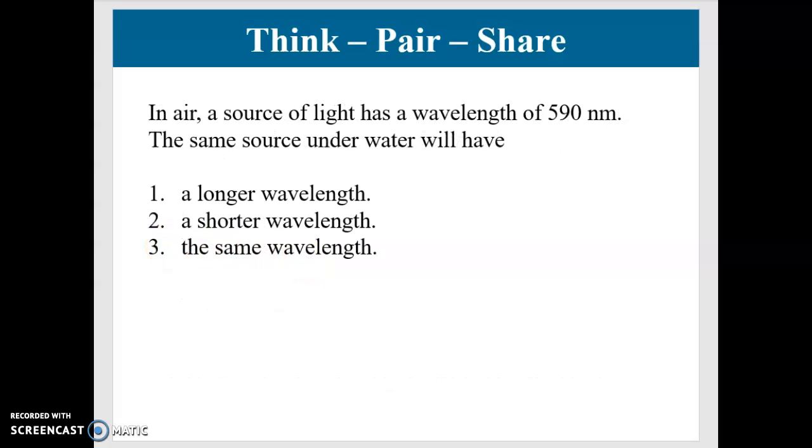Okay. Number 2, in air, a source of light has a wavelength of 590 nanometers. What will the same source be underwater? Remember, water is a more dense medium than air, and in a more dense medium the frequency stays the same, but the speed slows down. If the speed slows down, then the wavelength also has to shorten. So it should be a shorter wavelength. Okay?